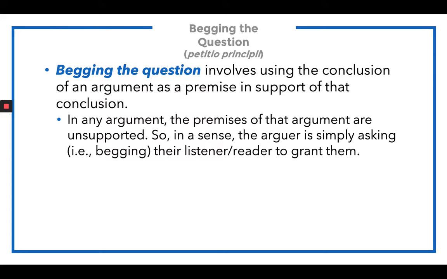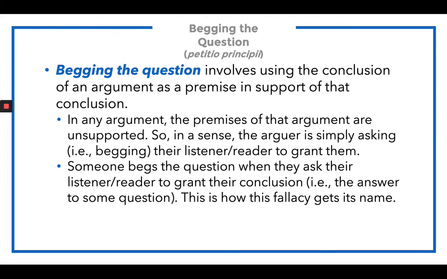When we beg the question, the arguer is simply asking, that is begging, the listener to grant them the conclusion. So the premise in support of the conclusion is just the same as the conclusion. And so when our conclusion ends up in a premise, it means that we're begging the question. We ask our listener to grant us that conclusion, which is the answer to some question. So that's how the fallacy gets its name. We're essentially begging the listener to grant us our conclusion.